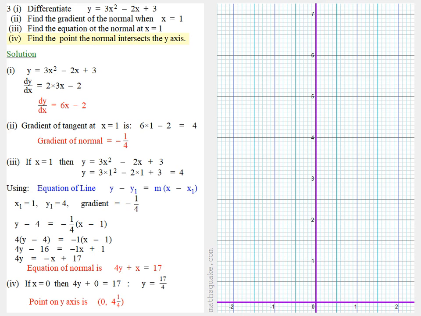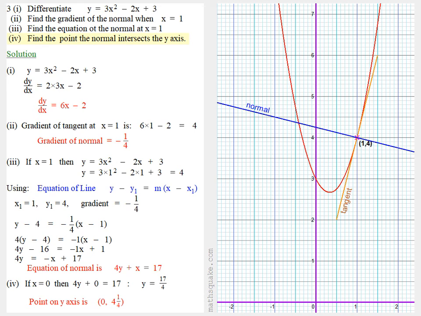Now we can see this on a graph. If we draw out some axes on the graph grid and then draw the curve, we can draw the tangent at (1, 4), and then we can draw the normal at right angles to the tangent, and we see it crosses the y-axis at (0, 4.25).